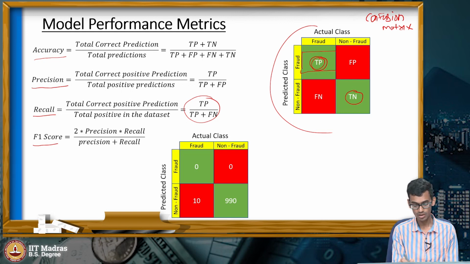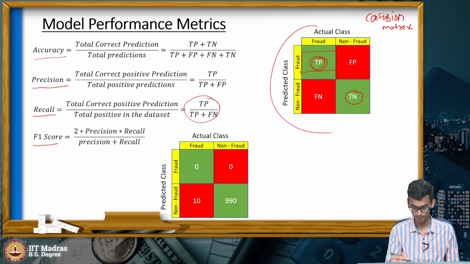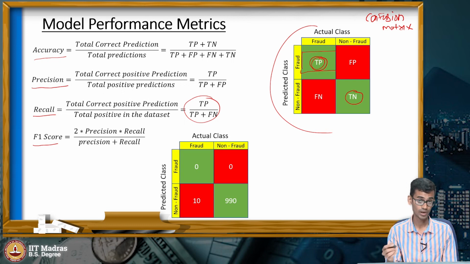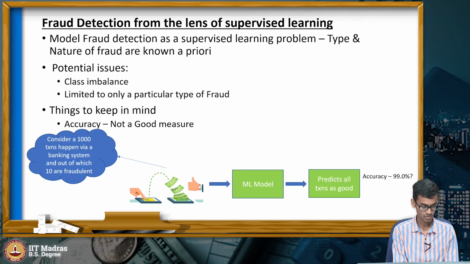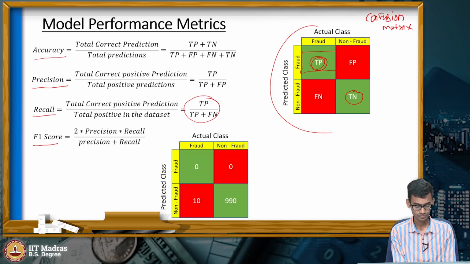So when you try to plot a confusion matrix for the example that we saw in the previous slide, I'll just go back to the previous slide, which is this, where there are 1000 transactions happening in the banking system, and 10 of which are fraud. So if you are planning to do this, we saw earlier that the model was labeling all transactions as genuine transactions.